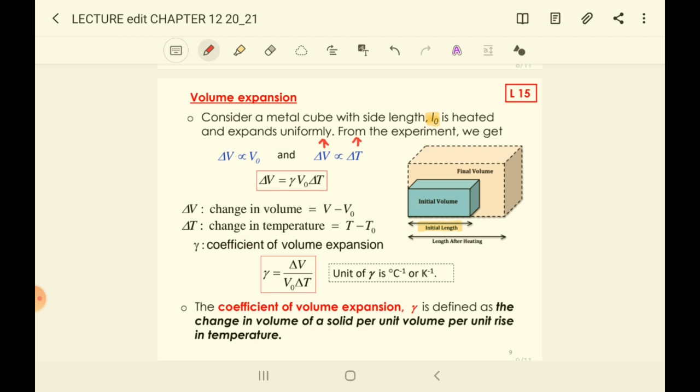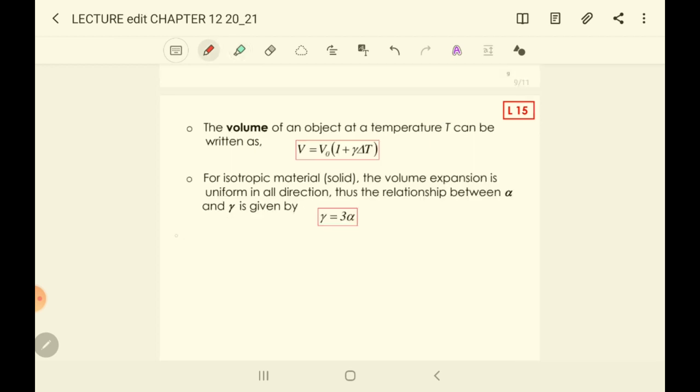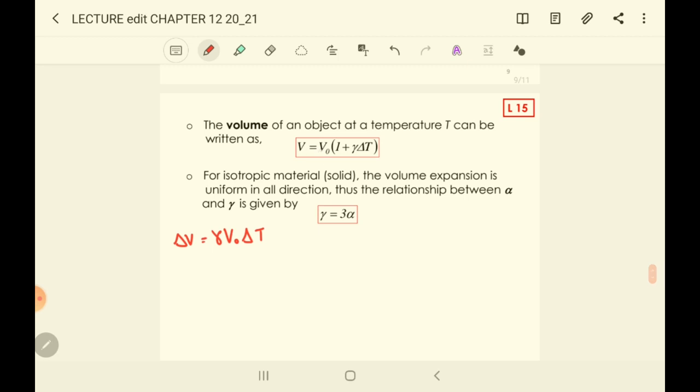We have a new coefficient here, called the coefficient of volume expansion, with the symbol gamma, where gamma is equal to delta V over V naught delta T. Based on this equation, the coefficient of volume expansion is defined as the change in volume delta V of a solid per unit volume V naught per unit rise in temperature delta T. Based on the equation delta V is equal to gamma V naught delta T, we can also write the equation in terms of V is equal to V naught (1 plus gamma delta T).